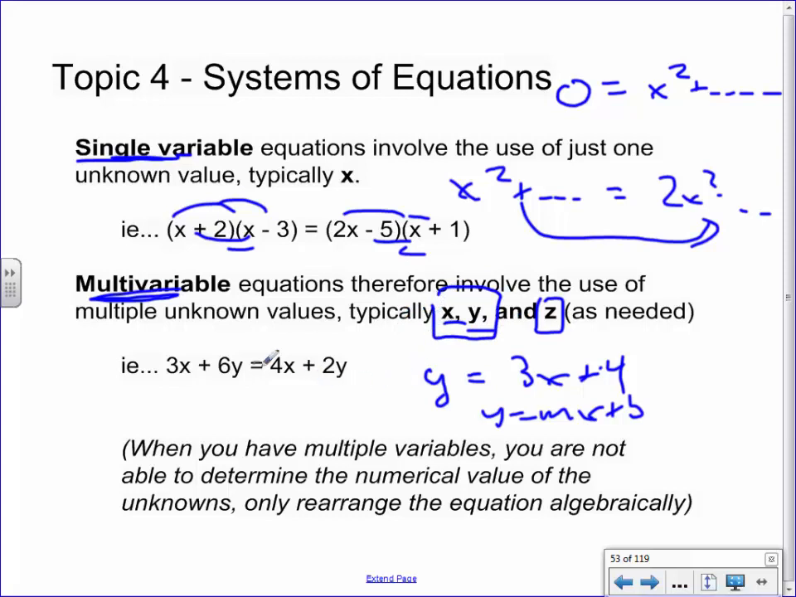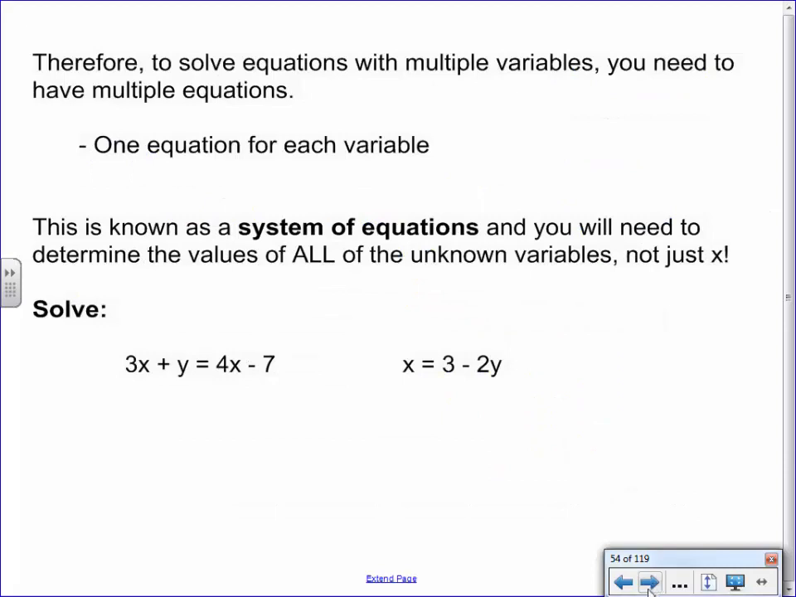The downside to solving these is that with this one right here, you really can't solve for what x and y are, because they kind of depend on each other. Depending on what x is tells you what y is, or depending on what y is tells you what x is. I really can't isolate. You get what I'm saying here? But as a general rule of thumb, I'll put this on this slide here. You need one equation for each variable. If I give you one equation and one variable, you can solve. If I give you two equations and two variables, you can solve.